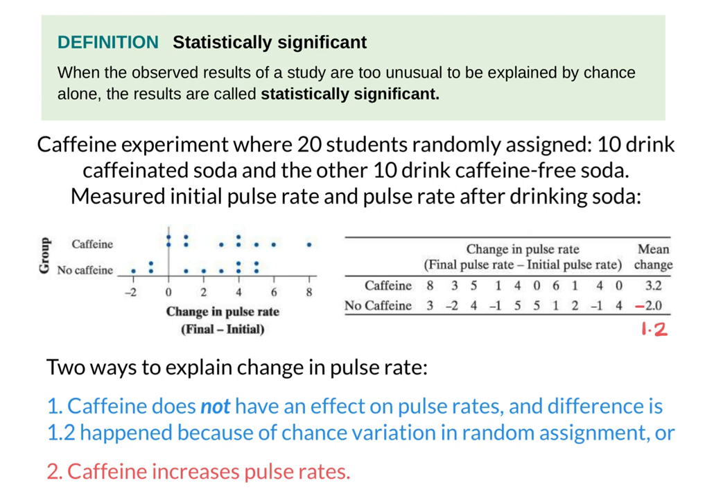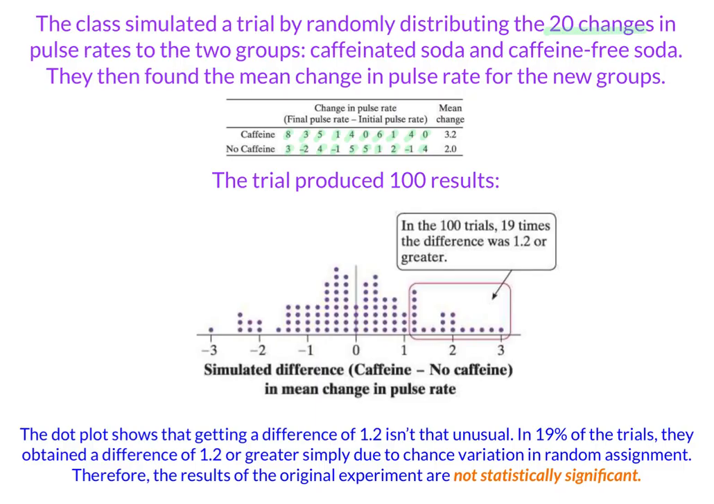So essentially what we're trying to figure out is whether that difference of 1.2 beats per minute is a statistically significant amount or not. In order to better answer that question, the class decided to do a little trial. And it's not so little. It actually probably took a lot of time. But anyway, they distributed the 20 changes in pulse rates.